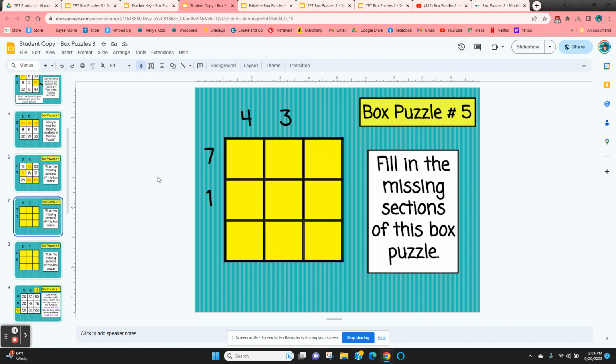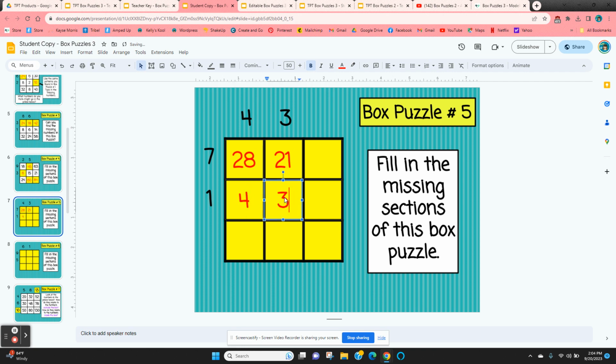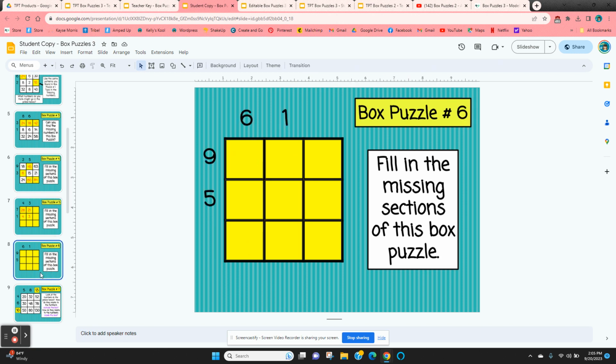When they get to box puzzle 7, or actually this is box puzzle 5, slide 7, they're going to fill out all of the squares. So they're going to have to multiply first. 7 times 3 would be 21. 1 times 4 would be 4. And 1 times 3 would be 3. So as long as they have these 4 numbers, they should be able to figure out the rest. So they can add going across, add going straight down, and then see if everything works. They're going to do the same thing on the box puzzle 6.